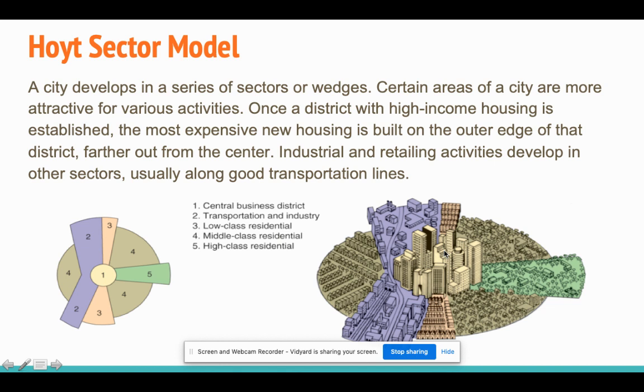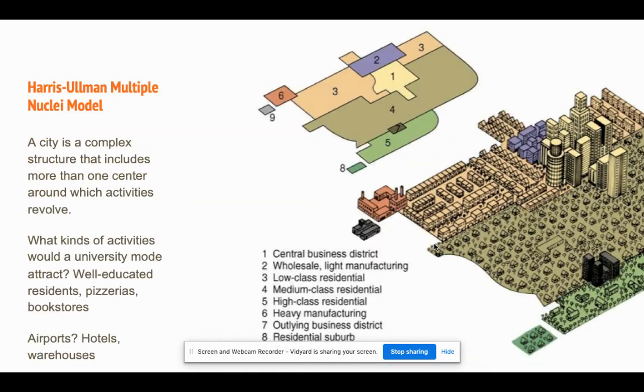Yet the same thing that's very similar is that the central business district is at the center of the city. It's kind of the starting point for where things grow out of.